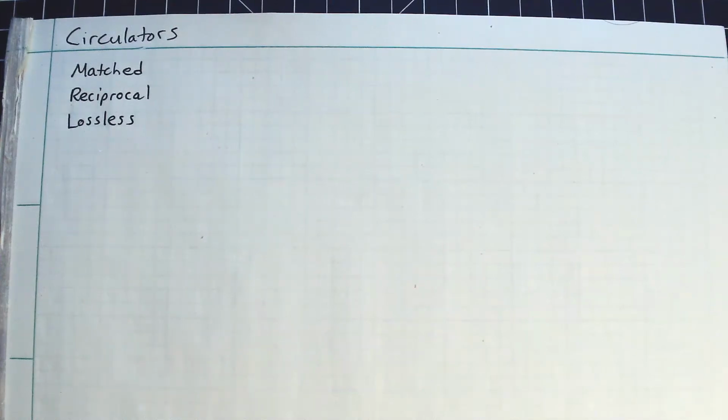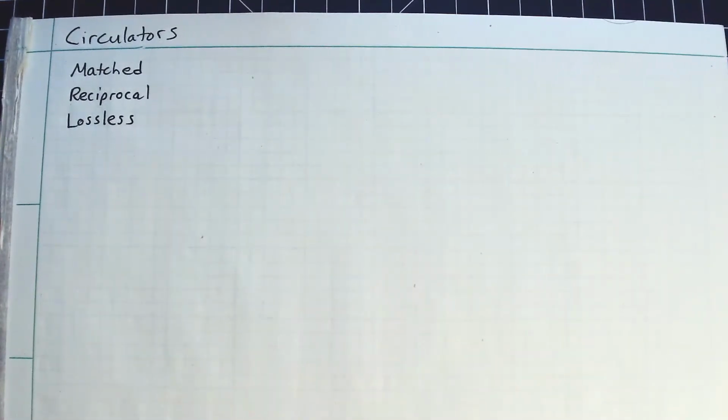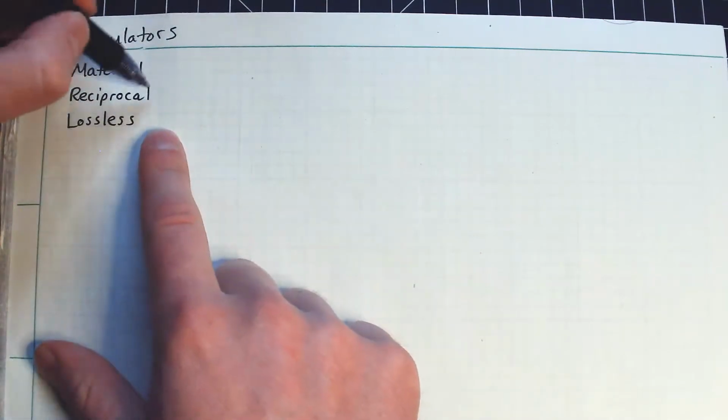Okay, let's now talk about the idea of a microwave circulator. So remember, we had these three desirable properties that we liked to have in a microwave network. We had matched, we had reciprocal, and we had lossless. So hypothetically, let's suppose I give up the requirement of reciprocity.